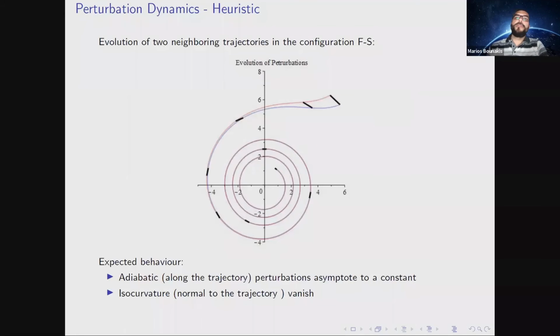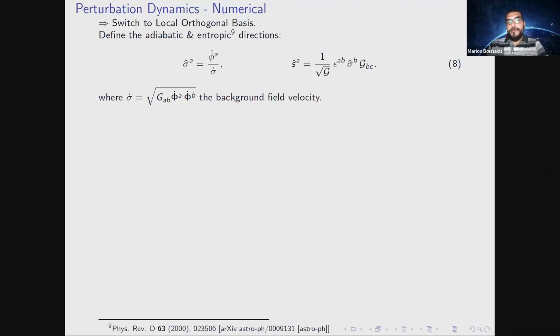Now, having obtained the dynamics of the background, we can take a heuristic look at the perturbations. By taking 2 trajectories, a fiducial one and one perturbed from it, we can take the difference of the fields as they evolve. We expect from the plot here that the adiabatic, the one that is along the direction of the trajectory, will asymptote to a small constant, while the isocurvature or entropic ones that are normal to the trajectory will vanish. So let's try to see if this is true numerically.